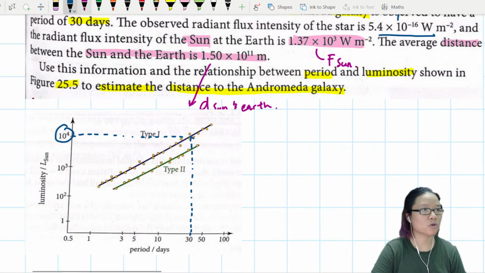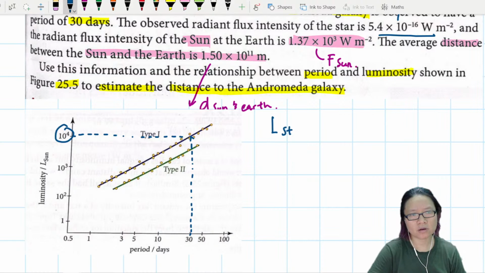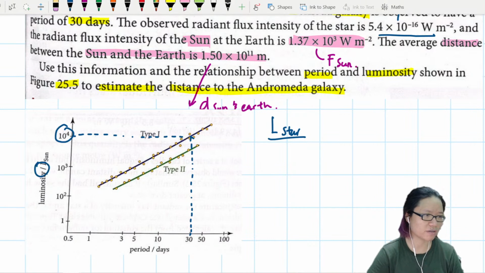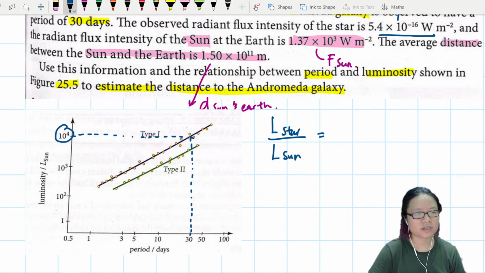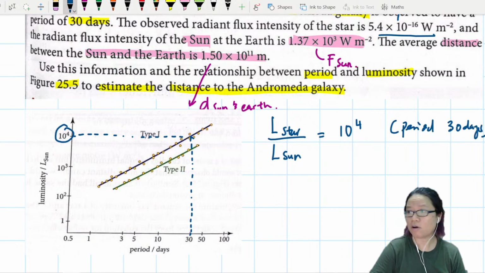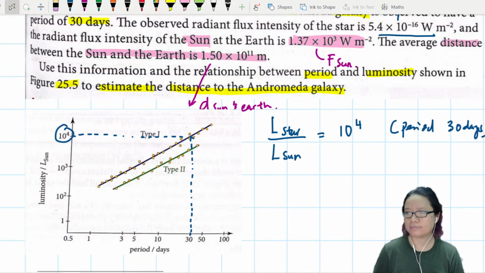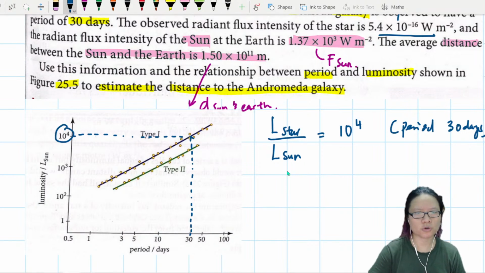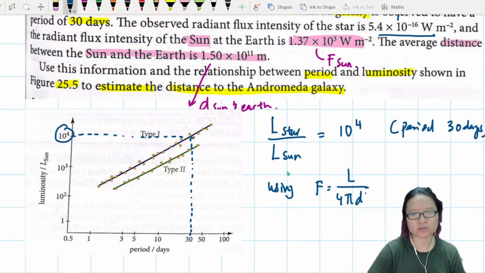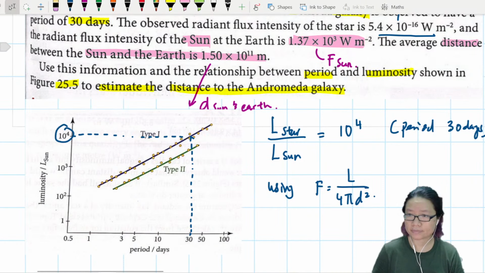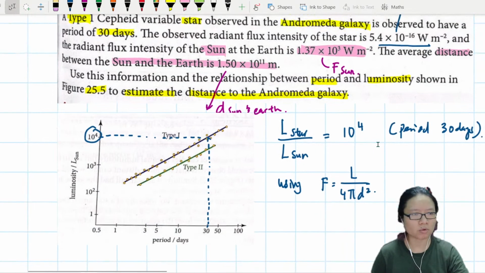Okay. So the L of the star divided by, you see this slash, this divide here, L of the sun is equal to 10 to the power of 4, because the period is 30 days for type 1. All right. So we're going to use the relationship F is equal to L over 4 pi d squared.